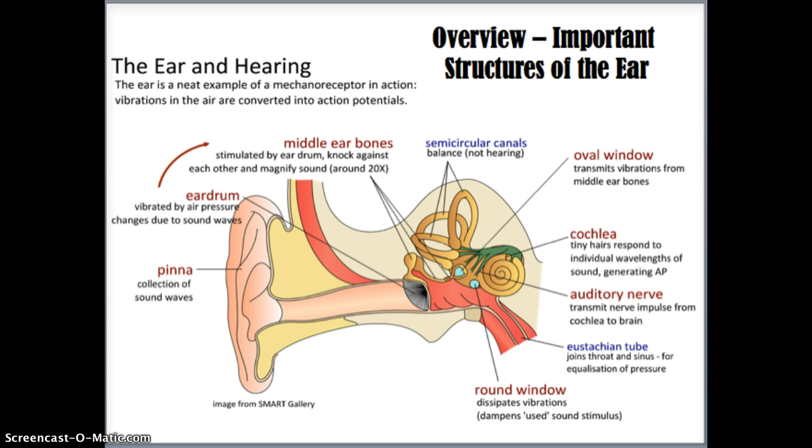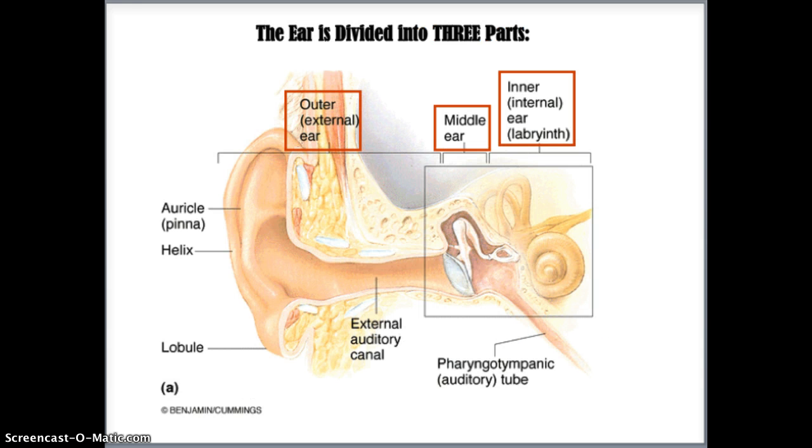So, the basic structure of the ear. These are the main parts, and it's divided into three main areas: the outer ear, which is found here, the middle ear, and then the inner ear. And there are different names for the inner ear. It's also called the labyrinth, and we'll talk about that when we get there.